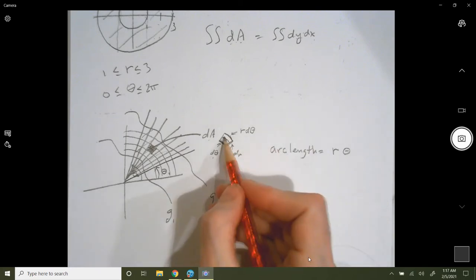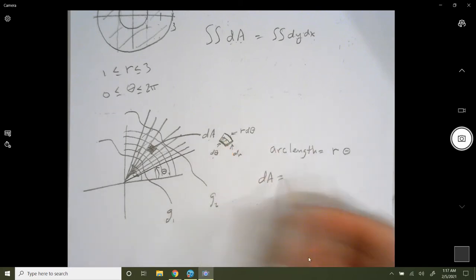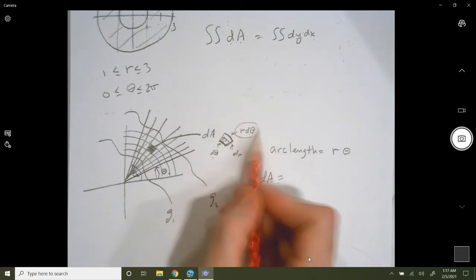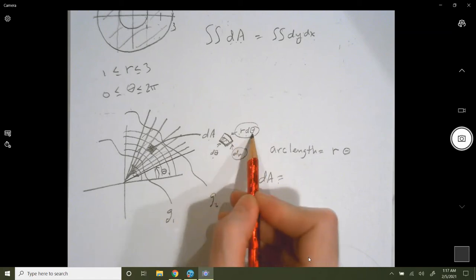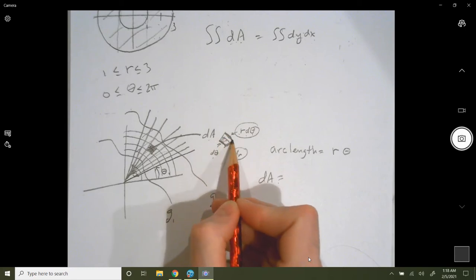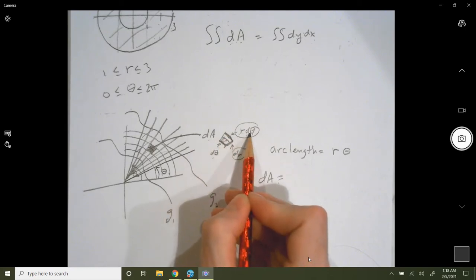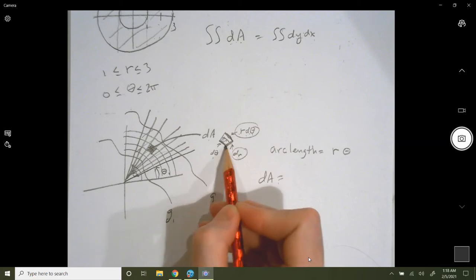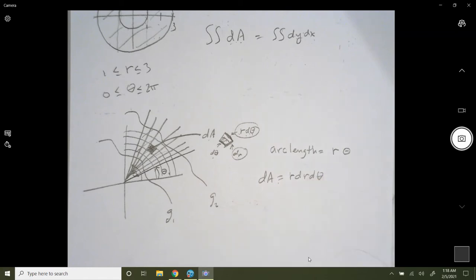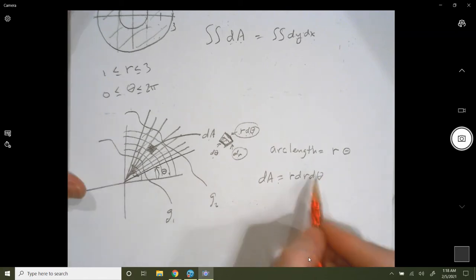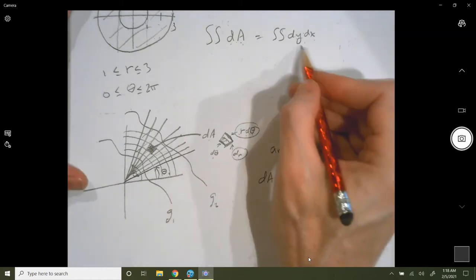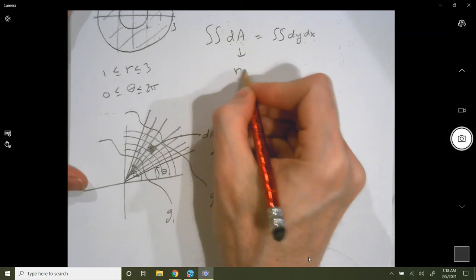So the area of each of these, that dA, is not just dr d theta. It's actually r d theta times dr, length times width. Since we need it to be an arc length, this is going to be r d theta, and this is a length already. It's a tiny change in r. So the dA is r dr d theta. Okay? So the significance of that: when we want to change that dy dx into a dr d theta, it has to turn into r times dr d theta.